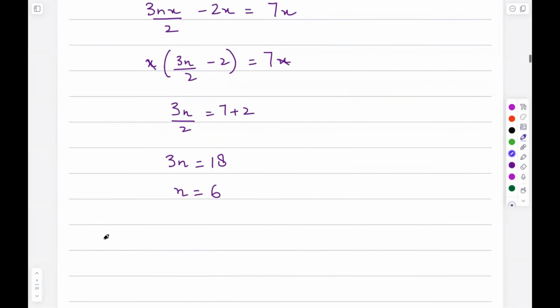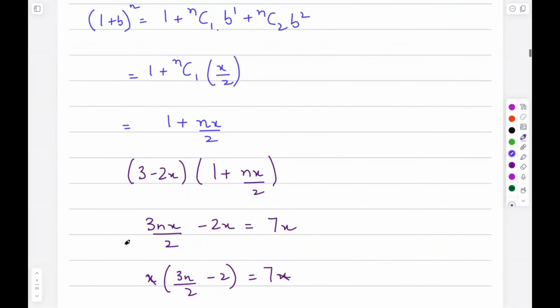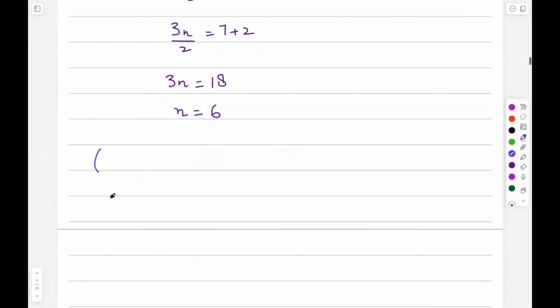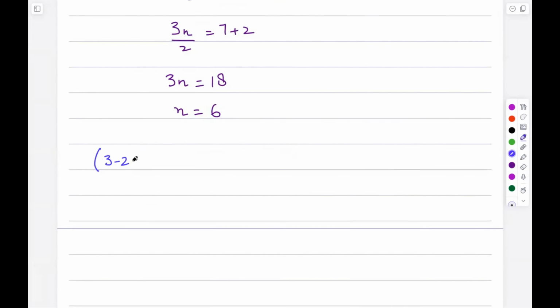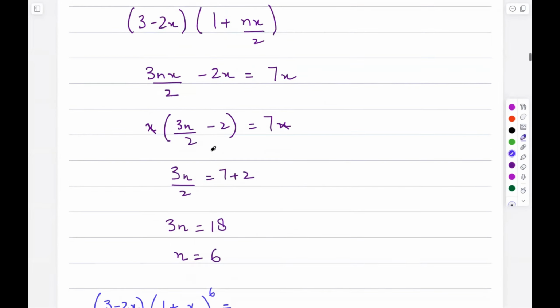So the expression was 3 minus 2x into 1 plus x upon 2 to the power of 6. So we already have the expansion of 1 plus x upon 2 till the second term.